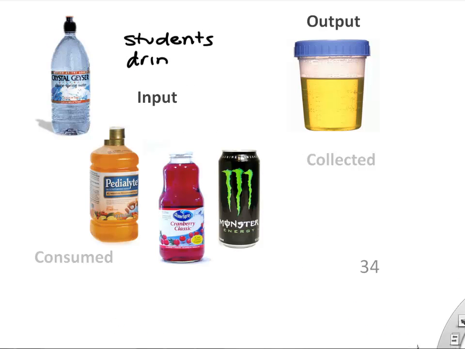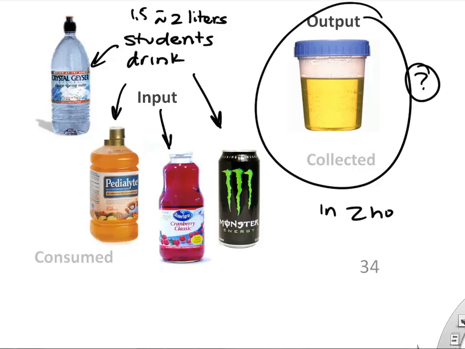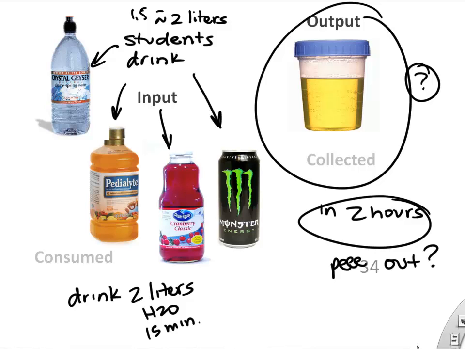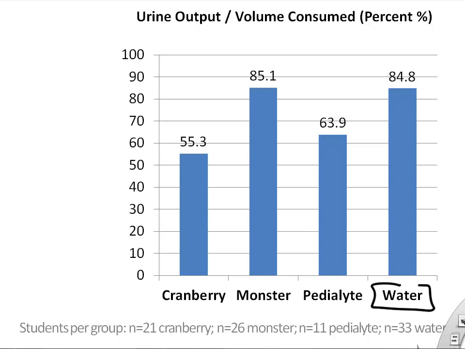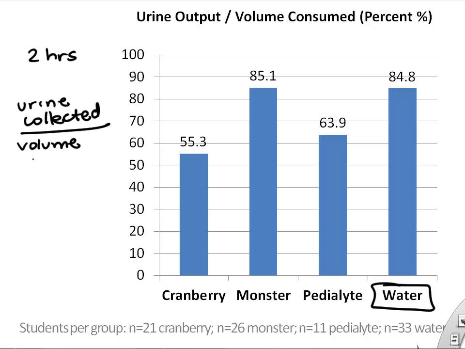Here's an example where we've done that in a study with students. We had them drink, say, about 1.5 liters to 2 liters of water or different fluids, and then we looked at their urine output for 2 hours. So you drink 2 liters of water, it takes about 15 minutes to drink that water, and then we measure your urine output for 2 hours. Do you think you'll pee it all out? Will you keep it? Well, for water, again, 2 hours, we collect their urine, and you divide that amount by the volume that they drank. So say you drank 2 liters, and you peed out 2 liters in that 2 hours, that would be 100% of that fluid was excreted.